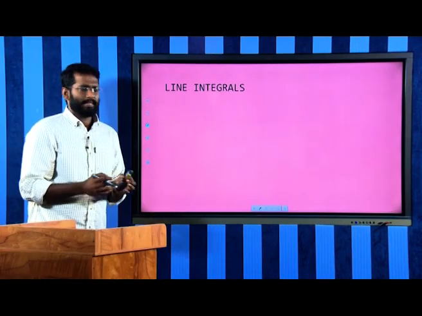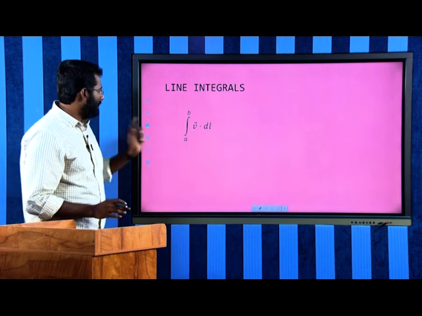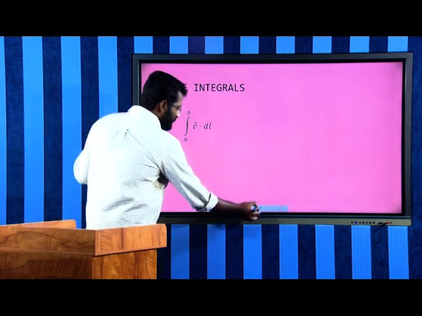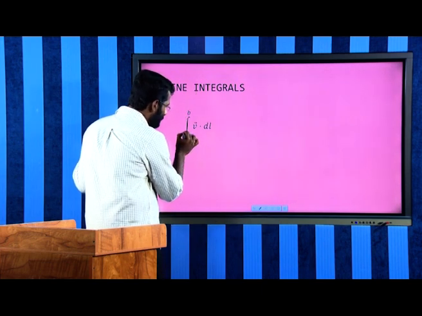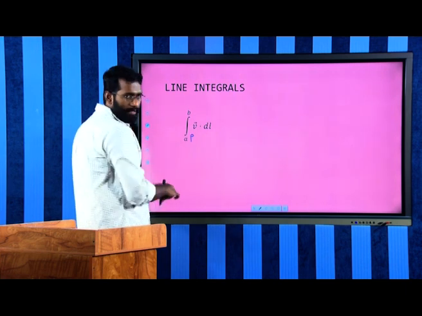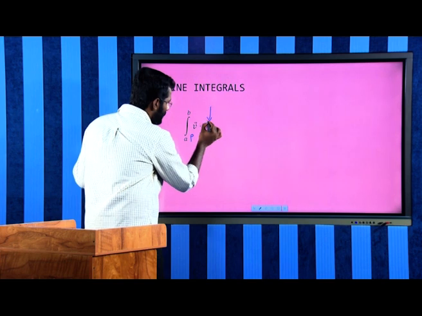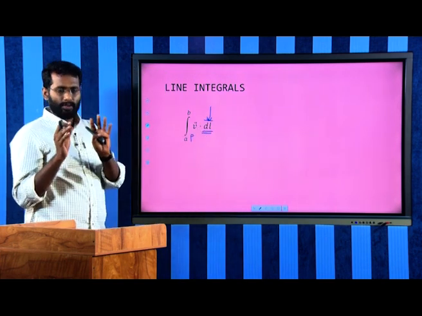Okay, line integral. The form of the line integral will be something like this: integral from a to b of v dot dl. Sometimes there will be an L or a path written as a suffix here. Otherwise, from this dl, you can see it has a vector nature. So, this dl shows it is a line integral.